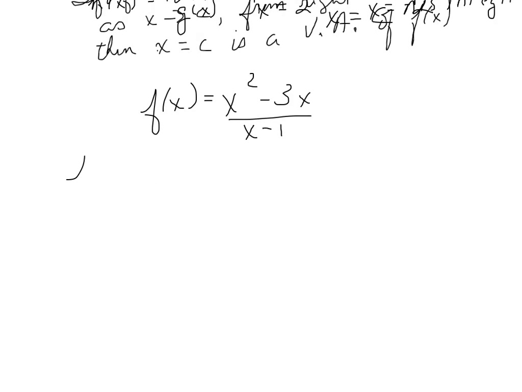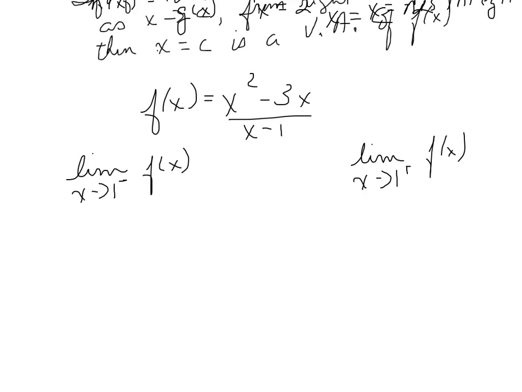Function, I want to find the limit as x approaches 1 from the left of f of x. And then I want to find the limit as x approaches 1 from the right of f of x. Now, is this going to be an asymptote when x equals 1?